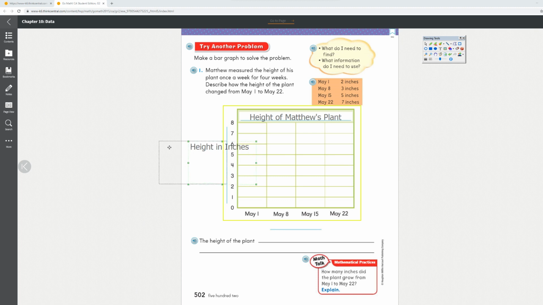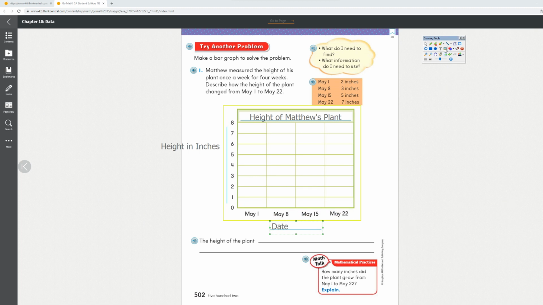Try to move this out of the way. Okay, and now what do we write for this line on the bottom? What do May 1st, May 8, May 15, and May 22 have in common? What can we write for this category? Something like the date. These are all dates.